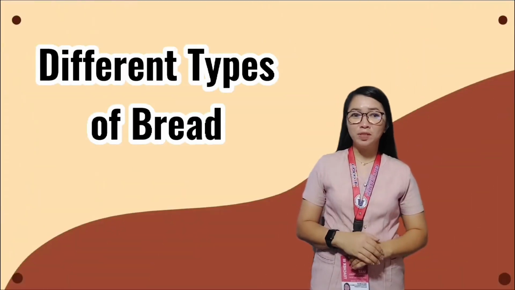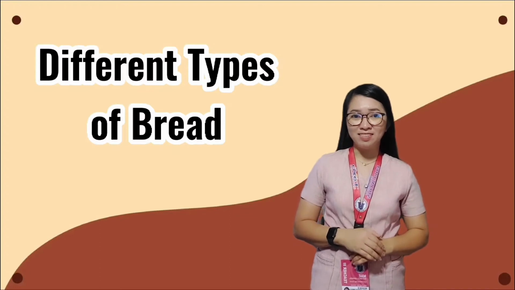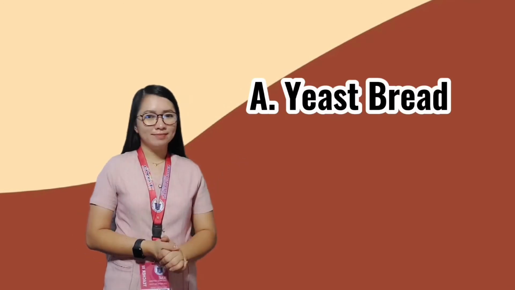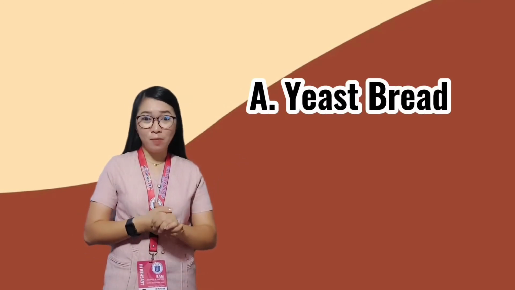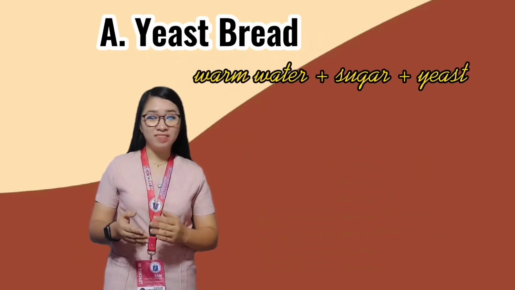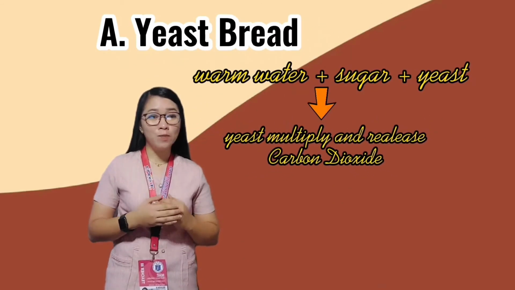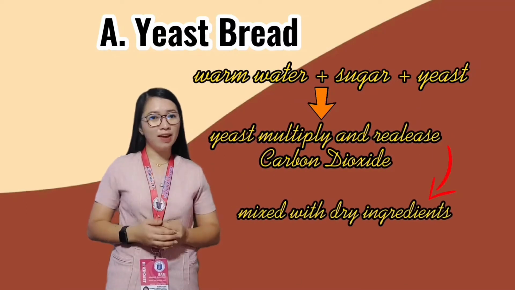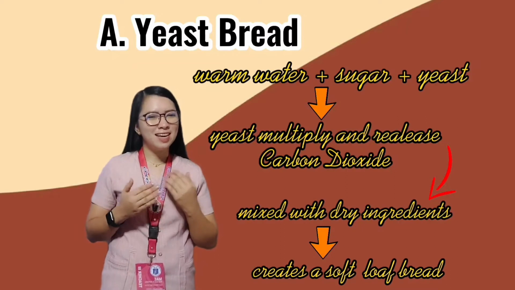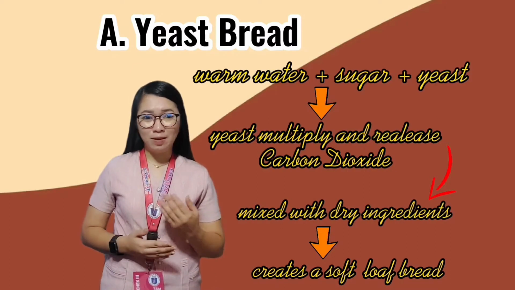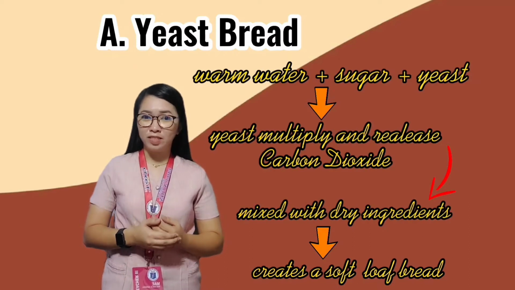There are different types of bread used in making sandwiches. First, we have yeast bread. Yeast breads are made with yeast. Combining warm water and sugar with yeast causes the yeast to multiply and release carbon dioxide, which when mixed with dry ingredients creates a soft loaf bread. And loaf bread is the most commonly used bread for sandwiches.